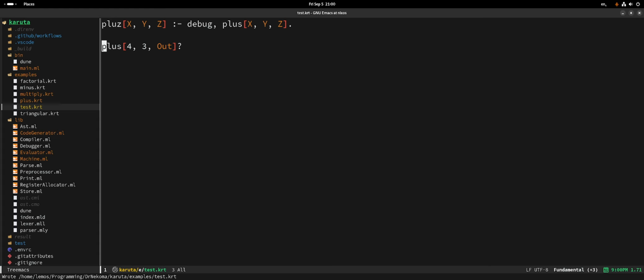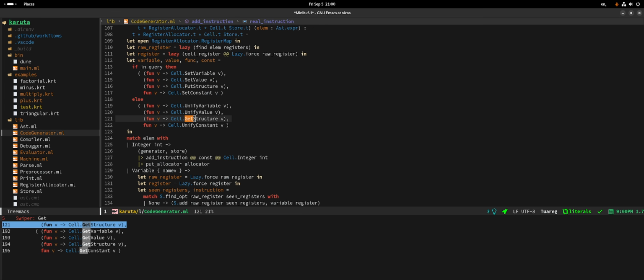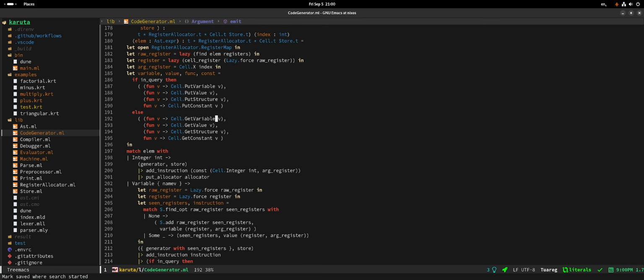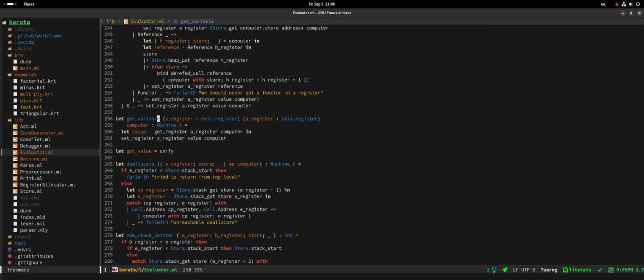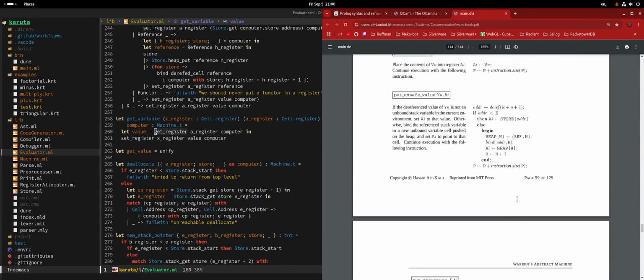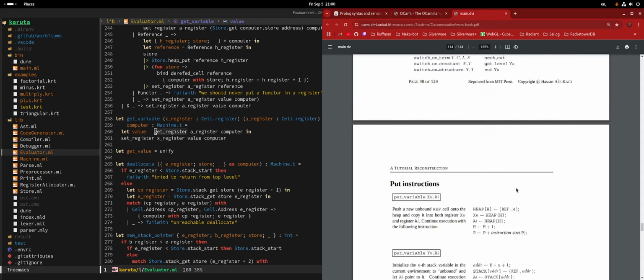I think there might be a case for get variable that we're not handling correctly for when we have a constant. Get variable. There's only one case. No, not the code gen, the evaluator actually. Oh, that's what we do. Hmm. That's what we do.